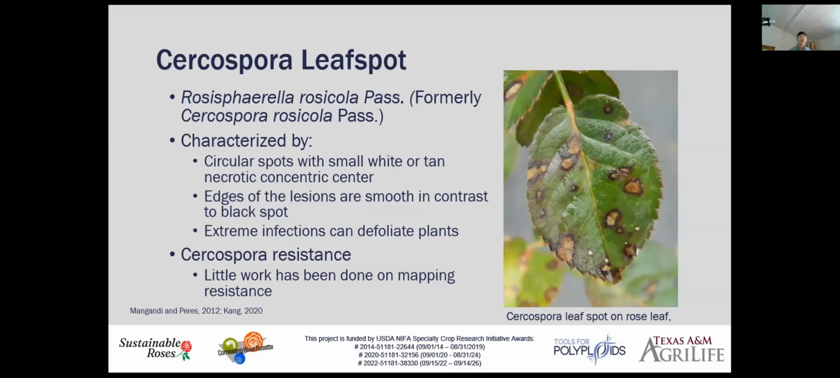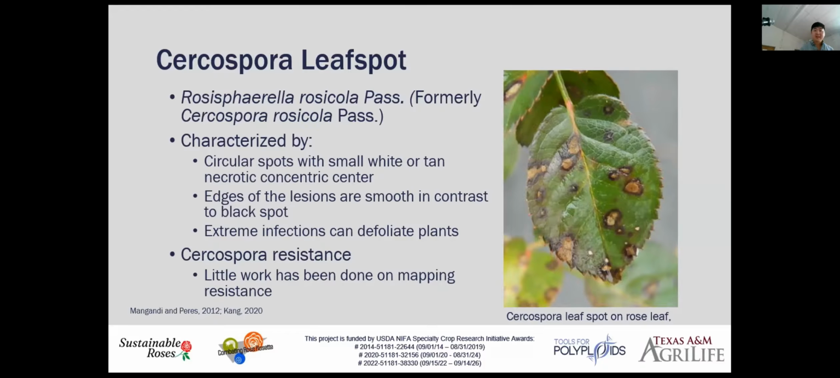And it's characterized by circular lesions that are necrotic in the middle and tan. They're a lot more circular, and it's not as feathery of a border. Very little work has been done on this, and literature seems to say that extreme infections can defoliate the plant. However, maybe it's the strain that we have in Texas. I've seen plants covered like 90% with Cercospora, but retaining the majority of their leaves.